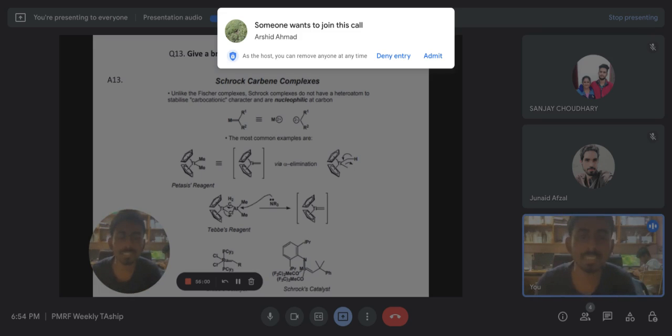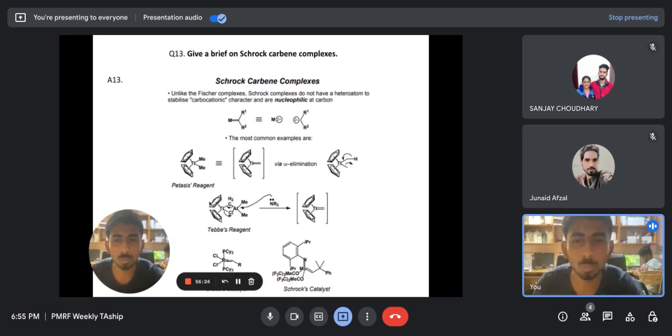Now what happens in this case? This metal atom has electron-donating sigma or pi electron-dense atoms, and this R1 or R2 does not have any heteroatom bonded to the carbon center, because the carbon carries a delta negative charge. So such groups will be present which are capable of dragging the electron density from the carbon center. There are two famous pathways by which we can prepare these Schrock carbene complexes.